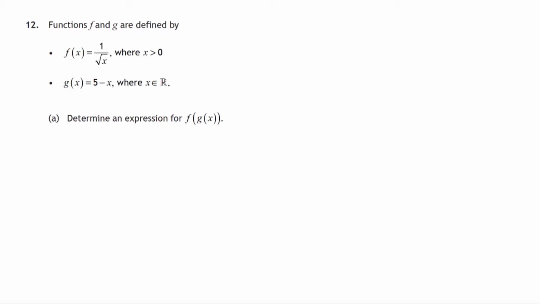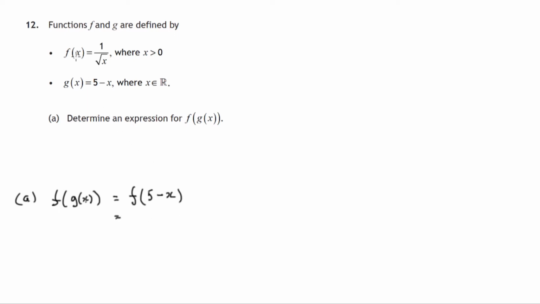Carsey here. In this question we're given the definition of two functions f and g, and we're asked to determine an expression for f of g of x. So let's first of all look at that expression f of g of x and see what we can do with it. G of x is 5 minus x. So inside this function f, we can replace g of x by 5 minus x. That's the first step.